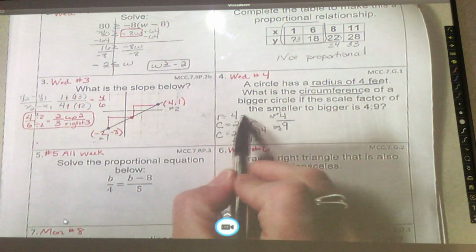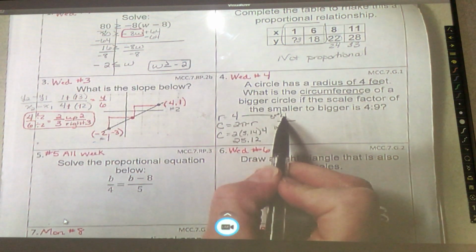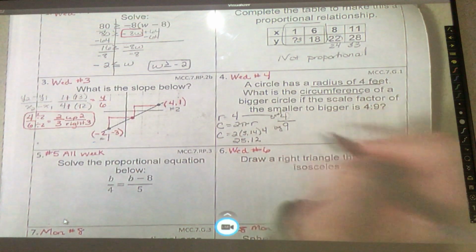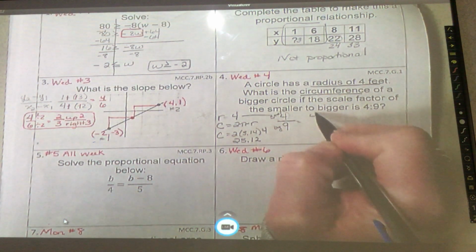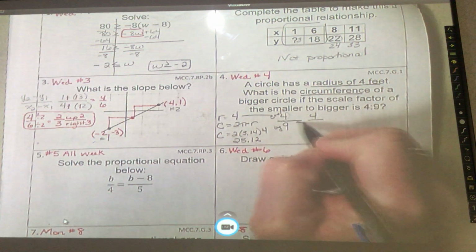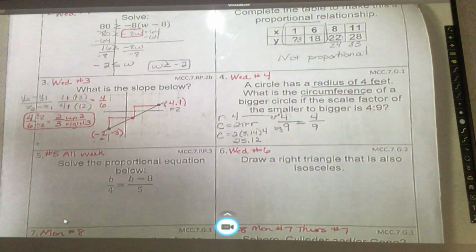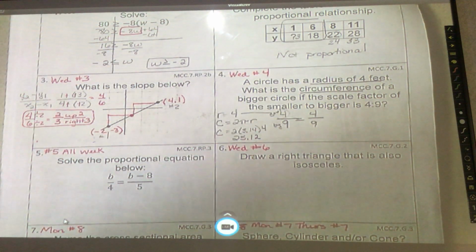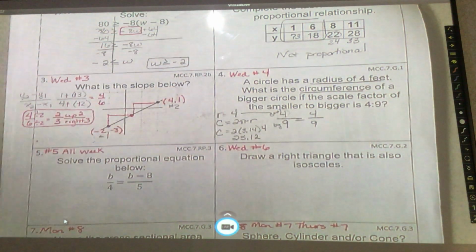Because the radius is the same, I really don't have to do all this work, do I? If the radius is 4, and the factor is 4 to 9, the radius of the bigger circle is just going to, because that's a 4, right? So it has to equal the same thing. So do I have to do all that work? No. No, you really didn't have to.